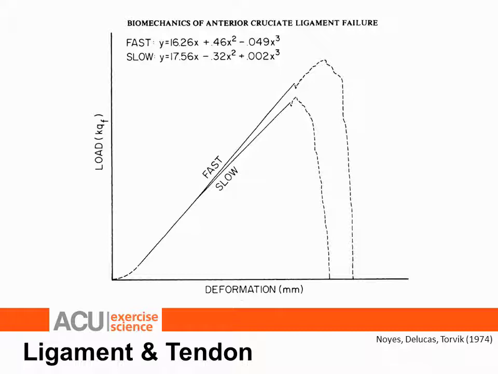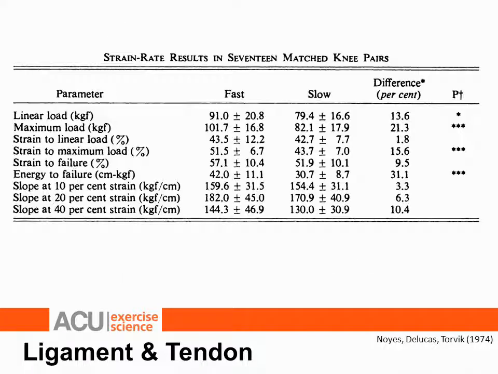And at the fast rate, you can also see a steeper curve through the elastic and plastic region, indicating that at faster rates, the ligament is slightly more stiff. If you look carefully at the table here, again, you'll see a slightly higher linear load and maximum load that the ligament is capable of at faster rates. However, this is ultimate failure and not necessarily micro damage.